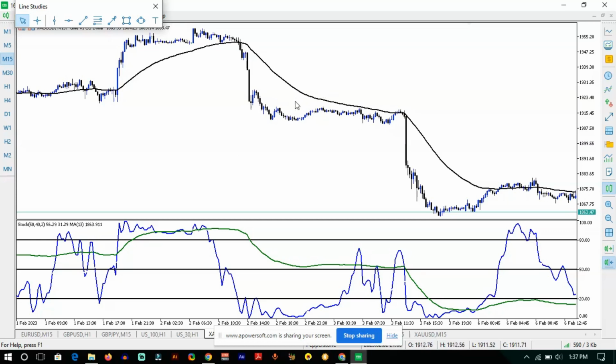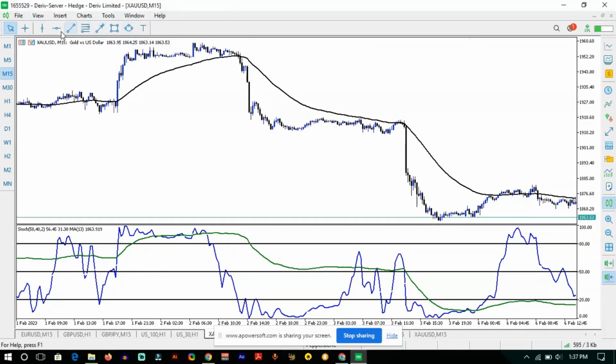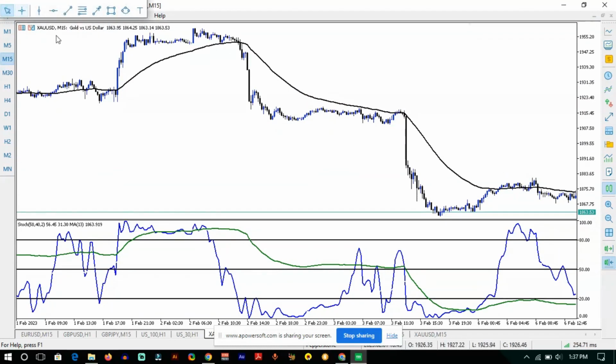So now for this, let me start on the main chart here. Why did I put the exponential moving average? By the way, I'm currently using it on gold, on the M15 timeframe. So now this is really what I want to address about that.